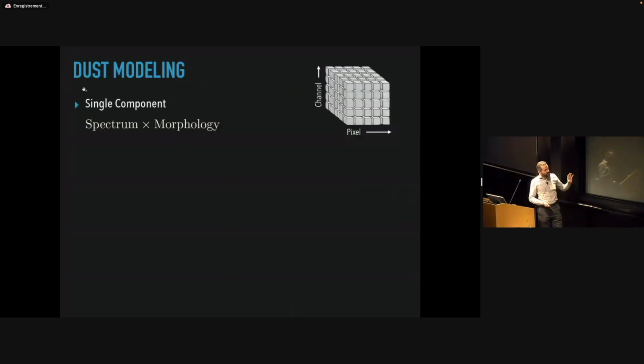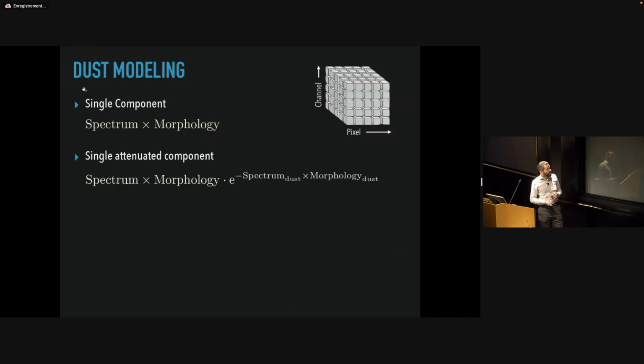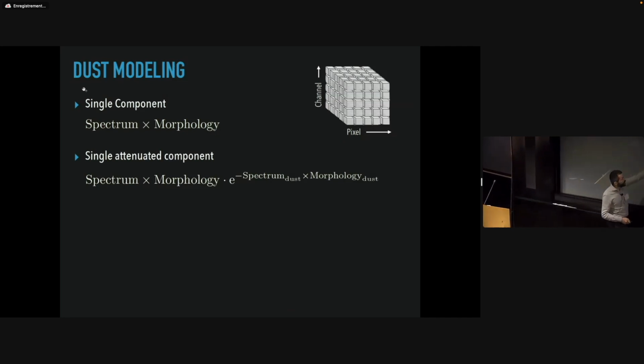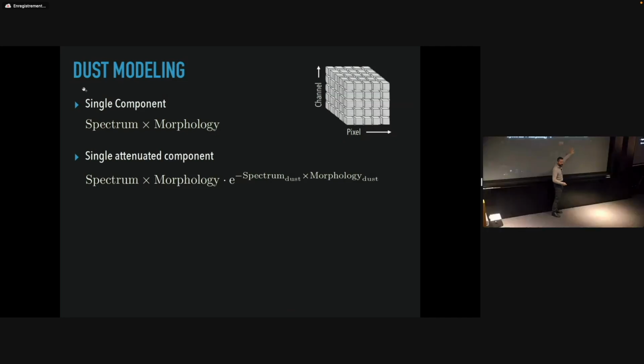Now, using this stability for the galaxy model, we'd like to extract more. So an example here is to model dust. And so we add a component. So this is a normal emitter. And now we attenuate it with a free spectrum and a free morphology. So the morphology is basically the dust distribution spatially, and then there's a dust attenuation spectrum.